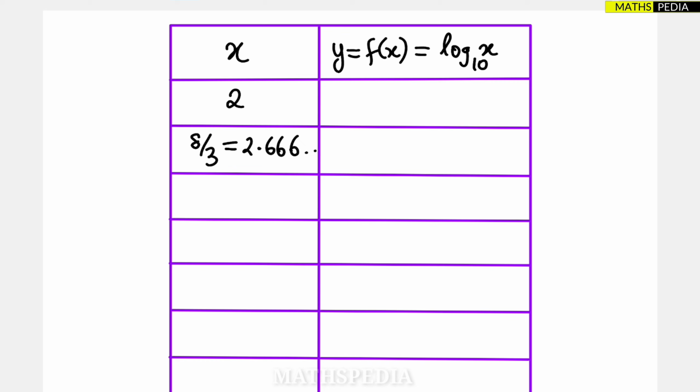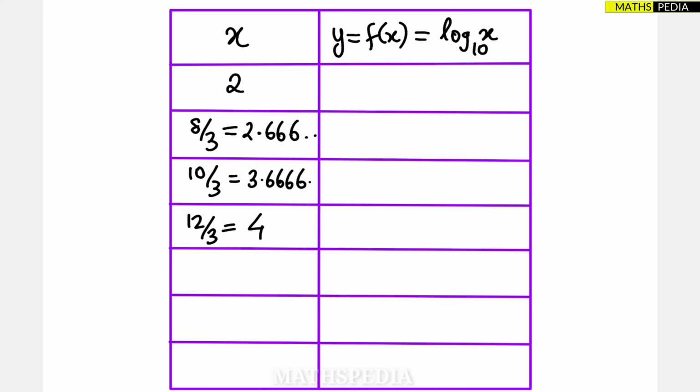Then 8 by 3 plus 2 by 3, 10 by 3. 10 by 3 is how much? 3.666. Keep on going. Then 10 by 3 plus 2 by 3 you have to do, it will be 12 by 3. And 12 by 3 is equal to what? 4. Then 12 by 3 plus 2 by 3 is 14 by 3. 14 by 3 is nothing but equal to 4.6666. Then 14 by 3 plus 2 by 3, it is nothing but 16 by 3. 16 by 3 is nothing but 5.3333. And 16 by 3 plus 2 by 3 is 18 by 3. 18 by 3 is nothing but 6.